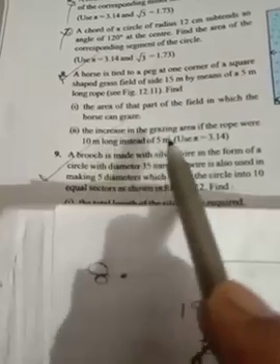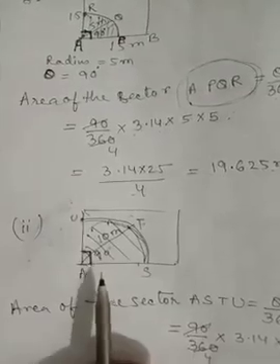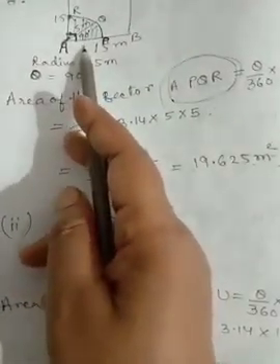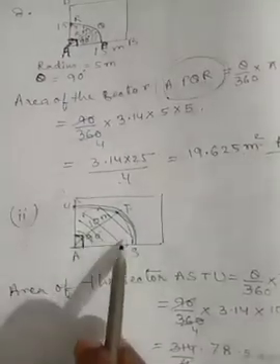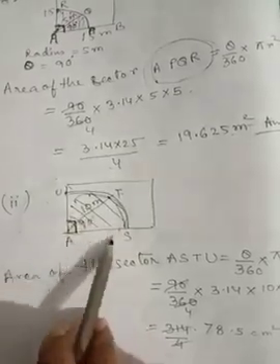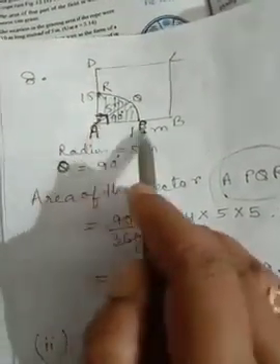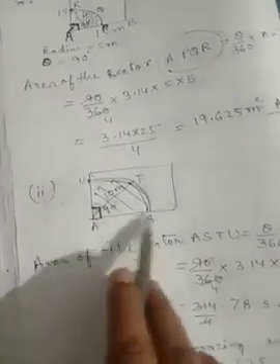Next, if we increase the length of the rope to 10 meter long, from 5 meter to 10 meter long, then what will happen? The horse will graze more area because its radius increases from 5 meter to 10 meter. Okay students, so now the area of the sector will also increase. Earlier the area of the sector was APQR, now the area becomes ASTU.